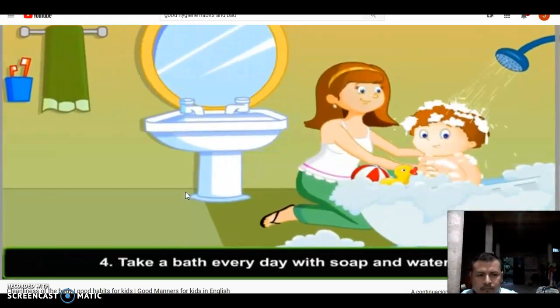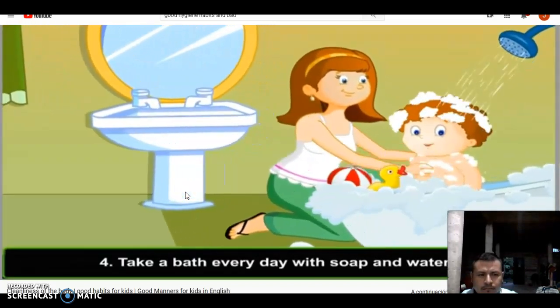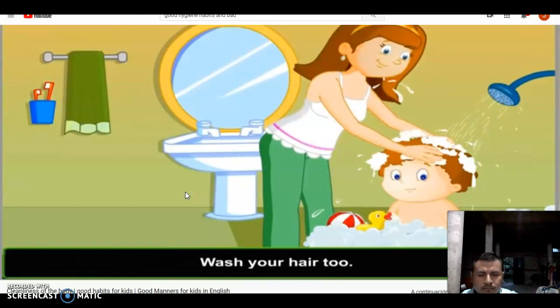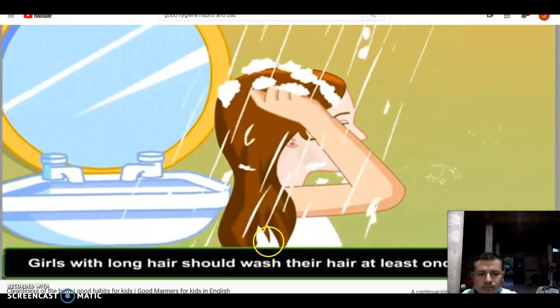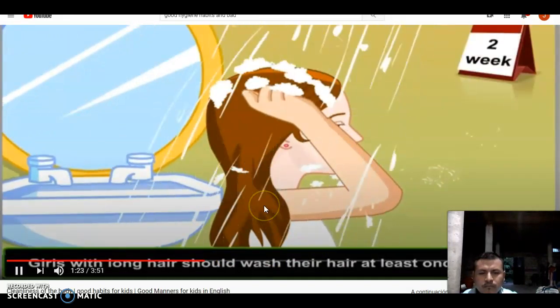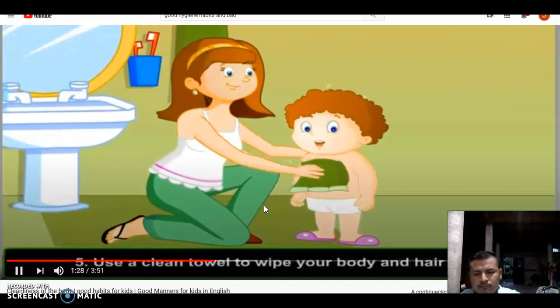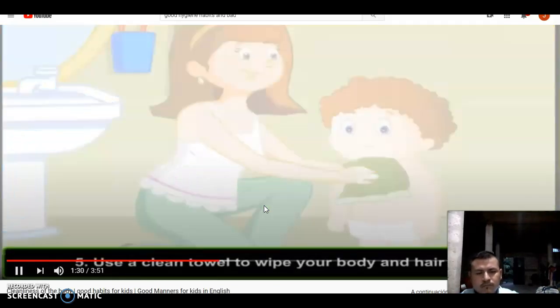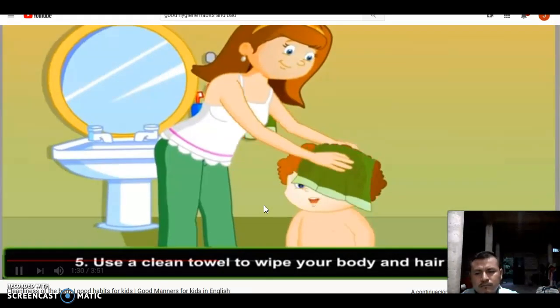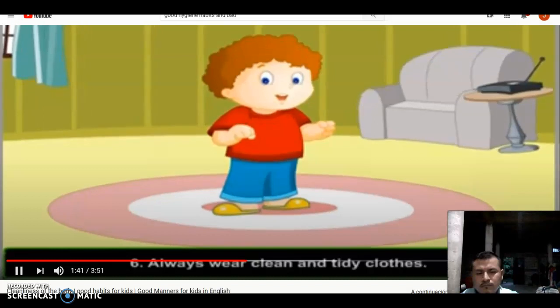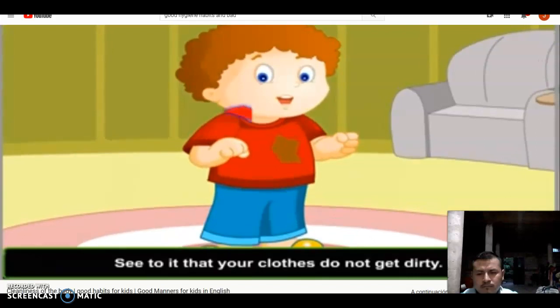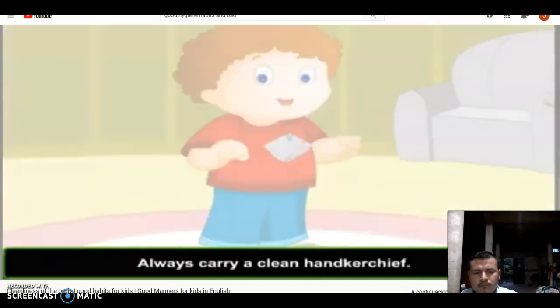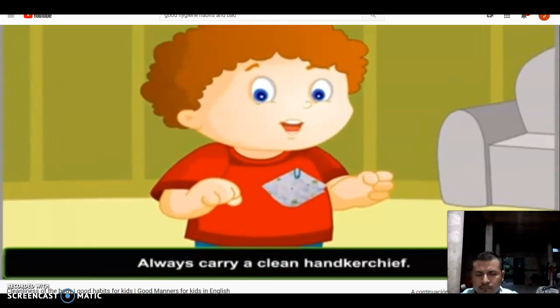4. Take a bath every day with soap and water. Wash your hair too. Girls with long hair should wash their hair at least once a week. 5. Use a clean towel to wipe your body and hair dry. Comb your hair. Always wear clean and tidy clothes. See to it that your clothes do not get dirty. Always carry a clean handkerchief.